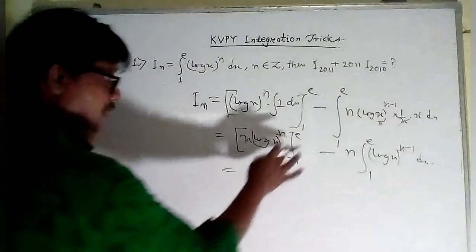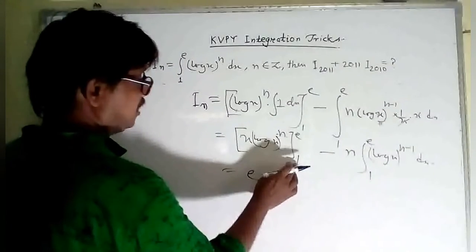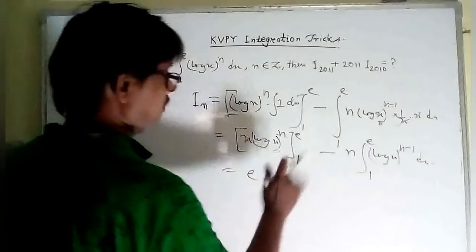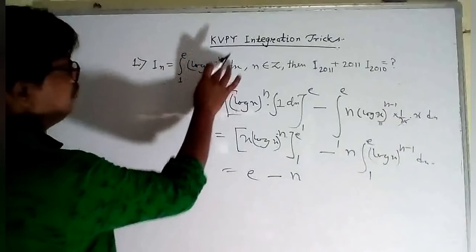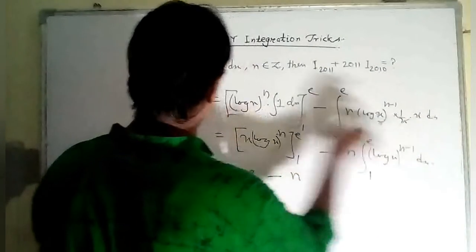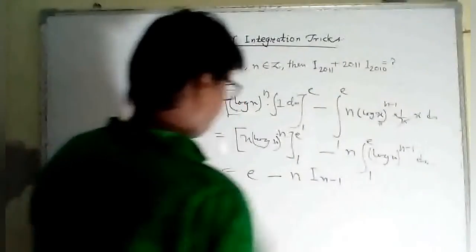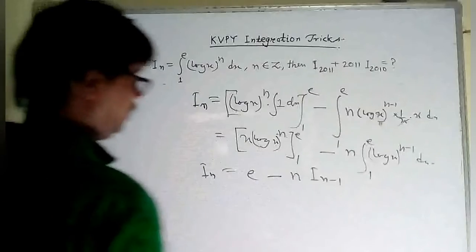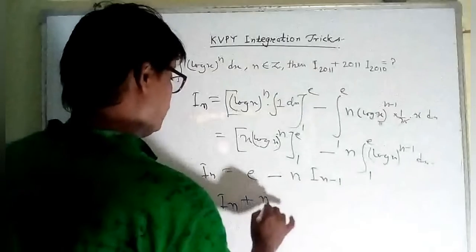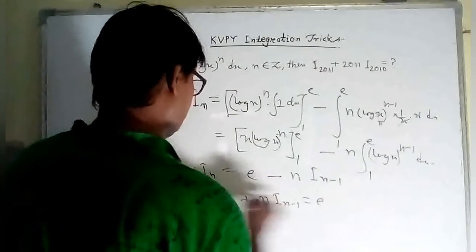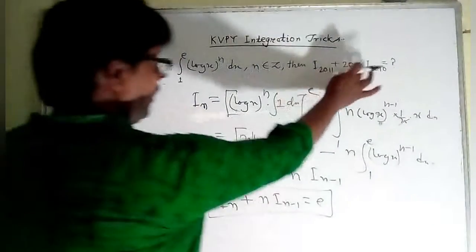Putting the upper limit e, e times log e means 1, so e, minus the lower limit, log 1 means 0, so it is e. In the same way, the integral from 1 to e of (log x)^n minus n times the integral from 1 to e of (log x)^(n minus 1). If this is I_n, then this will become I_(n minus 1). So we have I_n equals e minus n I_(n minus 1), so I_n plus n I_(n minus 1) equals e. This is the reduction formula.